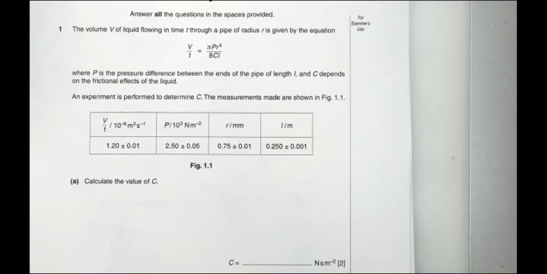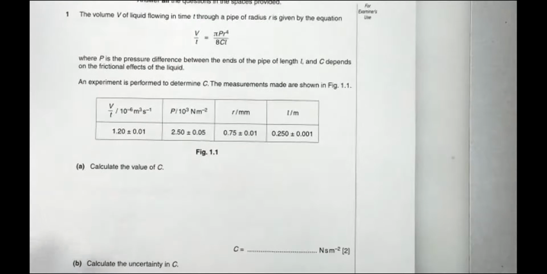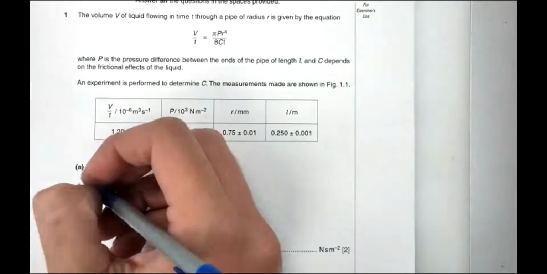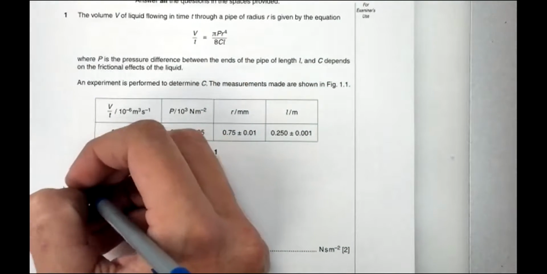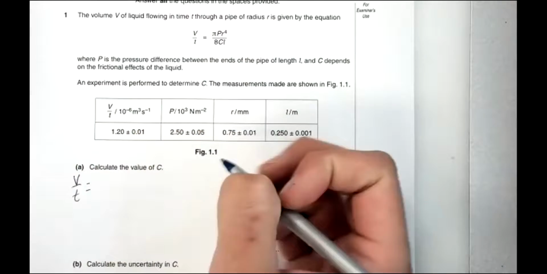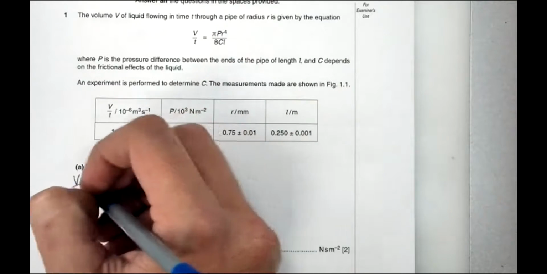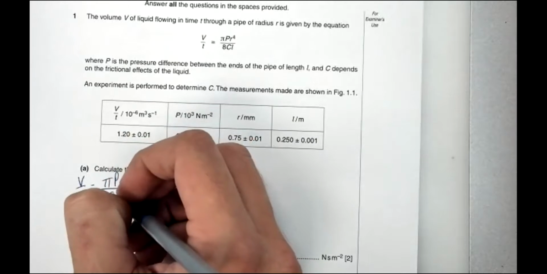So more practice along the same lines here. Let's use the same strategy we just used a moment ago, and let's make C the subject. So let me rewrite the equation: V over t, volume per time, equals pi P r to the 4th over 8CL.